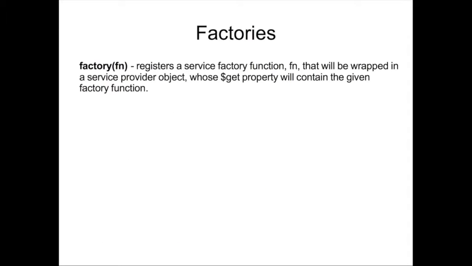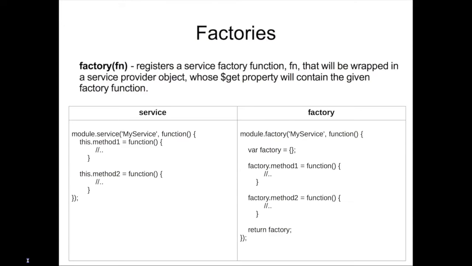Factories. Another confusing description. Here they are side by side. This is how you would actually set them up. So the main difference between these two is that this one uses the this keyword, and that's because the service requires a constructor be passed in, and it creates an object, and it will return an object. The factory does not. Factory just sets up a map, returns a map in this case, with functions on it.